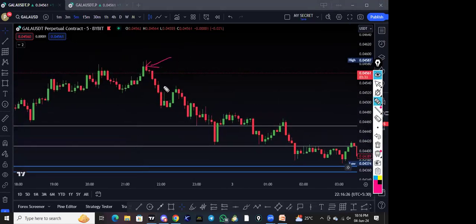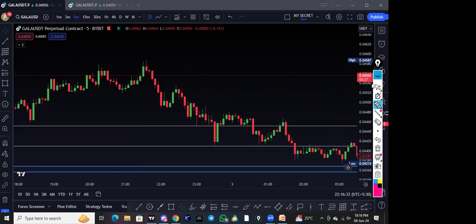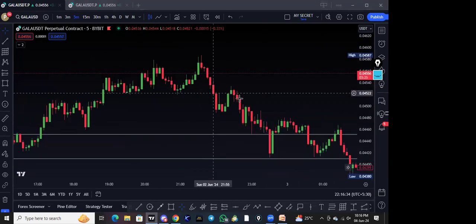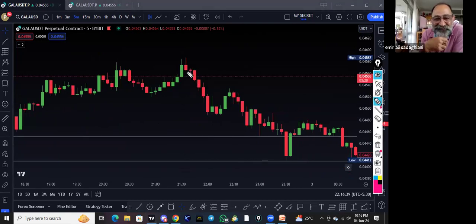Which is this candle? That's evening star. No, or inverted hammer. Correct, inverted hammer. Can you tell me why this is an inverted hammer? Because it's upside down. Correct, sir.